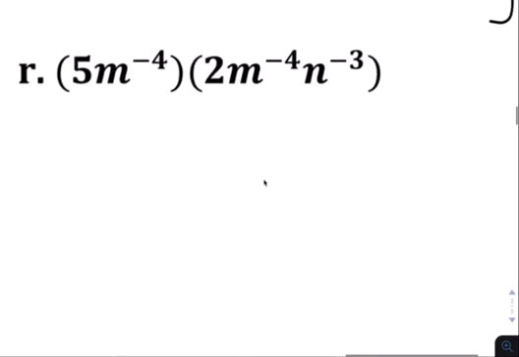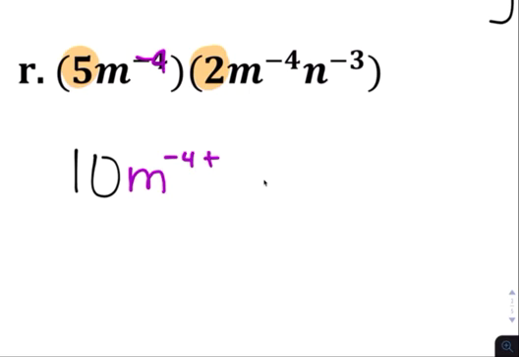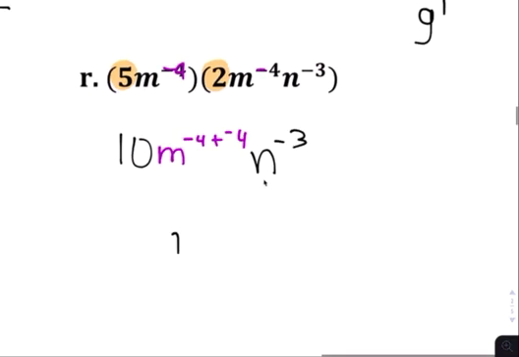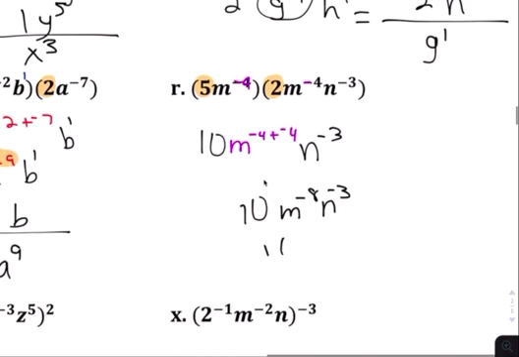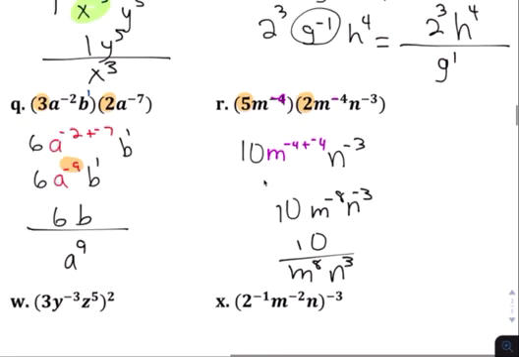Okay, same thing here. You multiply 5 times 2, 10. The m's, m to this negative 4 plus this negative 4, and n to the negative 3. So your answer is 10, m to the negative 8, n to the negative 3. So you get 10 over m to the 8, n to the third.